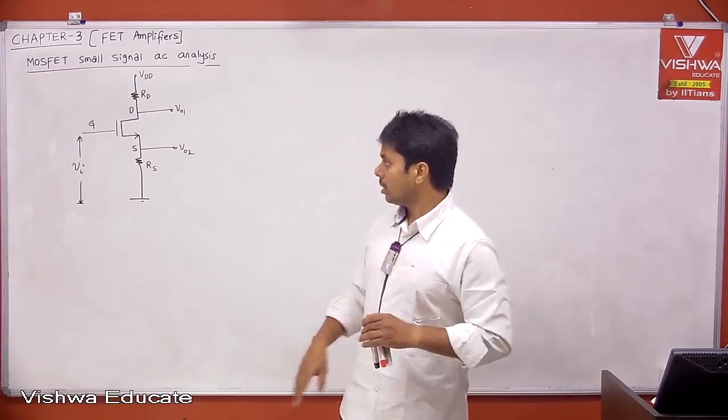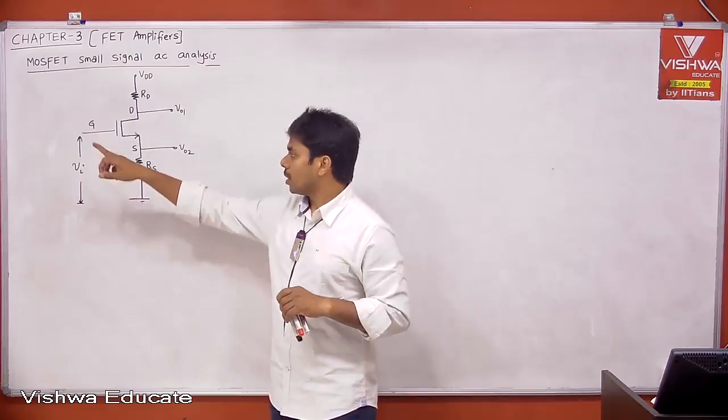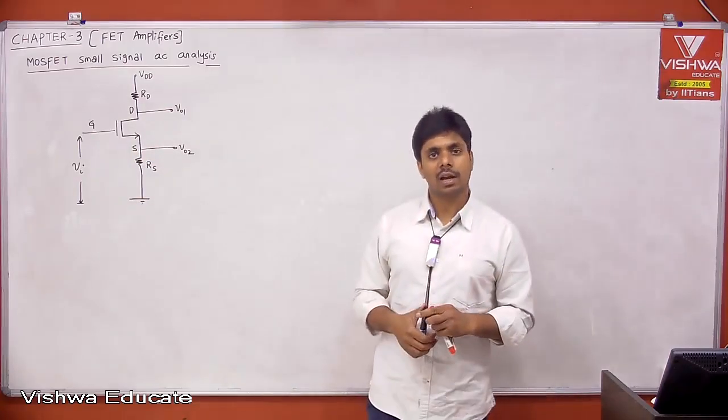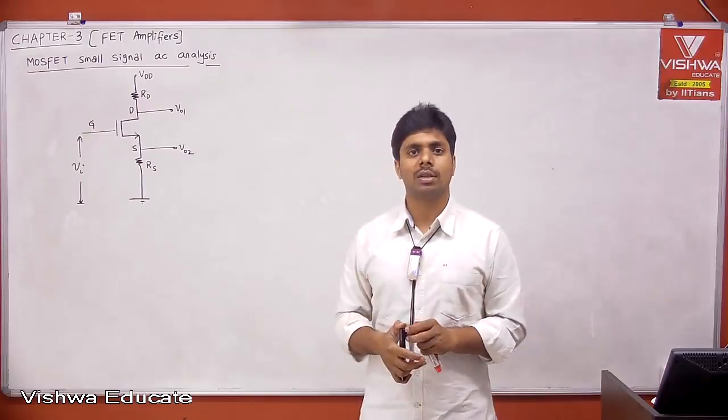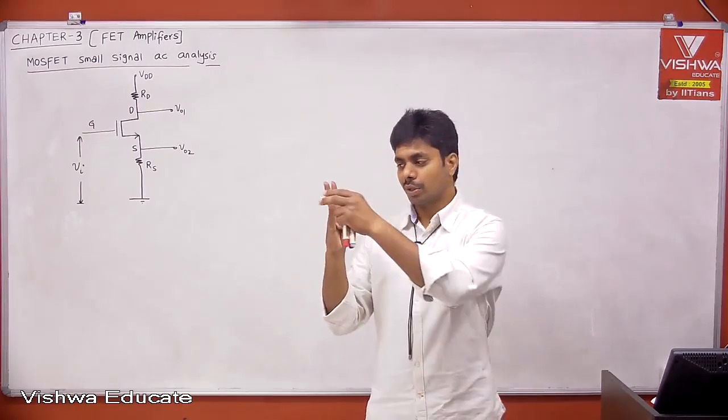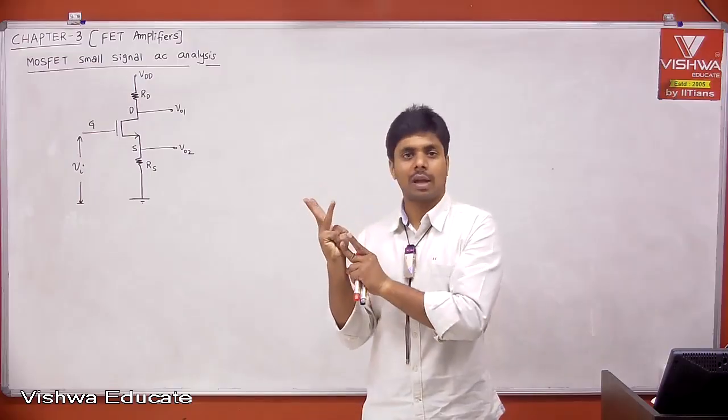Okay. Here, when you apply the voltage Vi, there is no current entering into gate. The gate current is equal to 0. When I say gate current is equal to 0, input impedance is infinity, right? Therefore, out of 4 AC parameters, input impedance is infinity, no need to calculate.